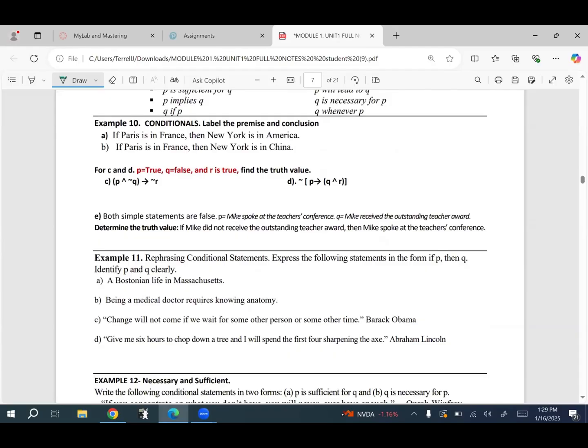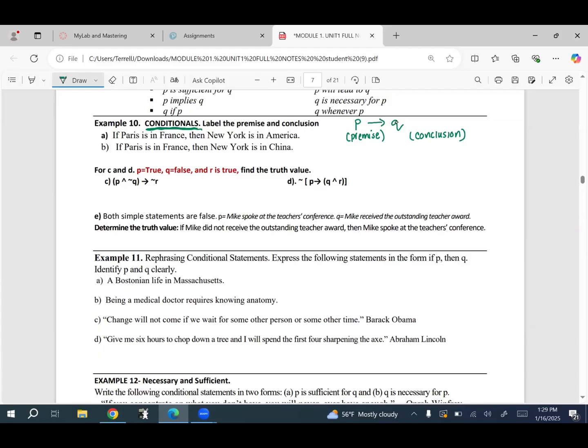So if-then statements are called conditionals, right? These are the if-then statements. And it's P then Q. The P is often referred to as your first proposition. This is like your premise. And the Q is your conclusion. You can look at it like that.